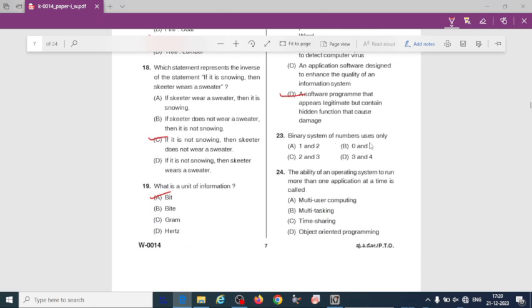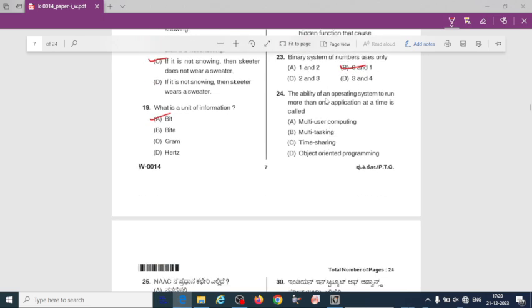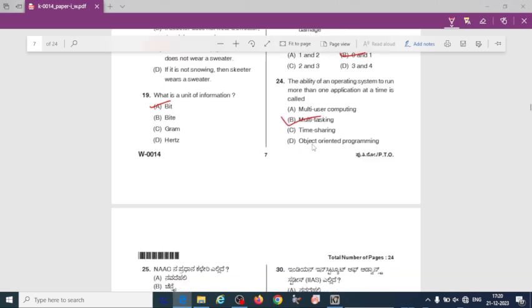Binary system of numbers uses only 1 and 2. Yes, correct. 23 is going to be binary: 0 and 1, 2 and 3, 3 and 4, 0 and 1. The ability of an operating system to run more than one application at a time is called multi-user computing, multitasking, time sharing, object-oriented program. 24. Option B, multitasking.